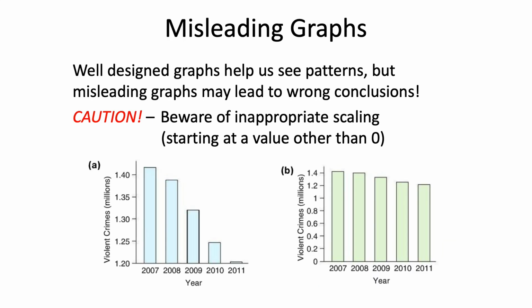Be careful of misleading graphs. One thing you should always look out for is if they've changed the scale of the y-axis when you're looking at a bar graph. So here on the right, our scale goes from 0 to 1.4, while on the left, the scale starts at 1.2 and goes up to 1.4. Notice on the left, it makes the decrease in violent crimes look much more extreme than it does on the right.